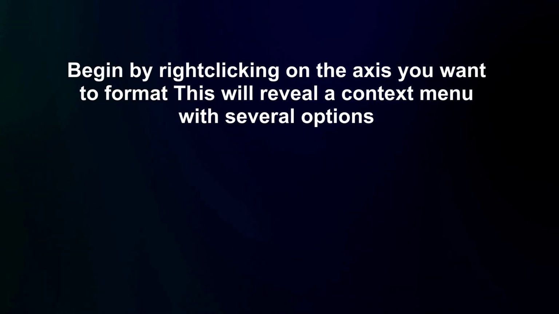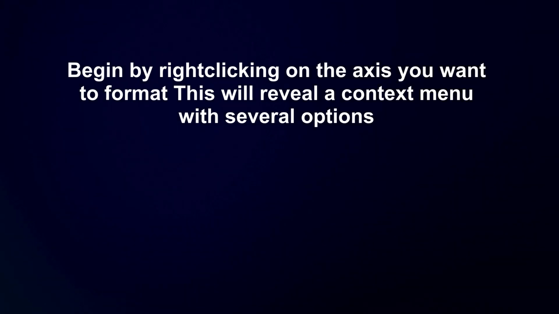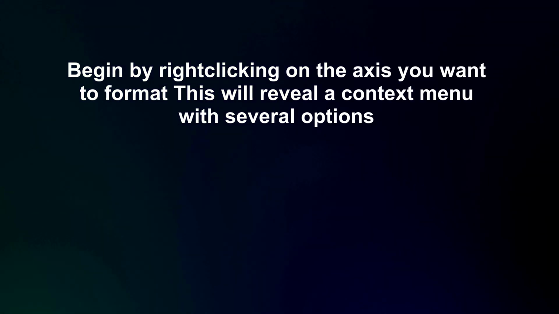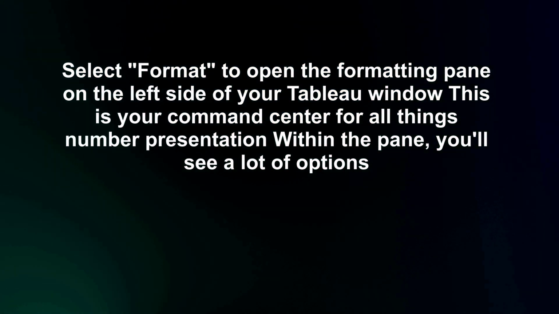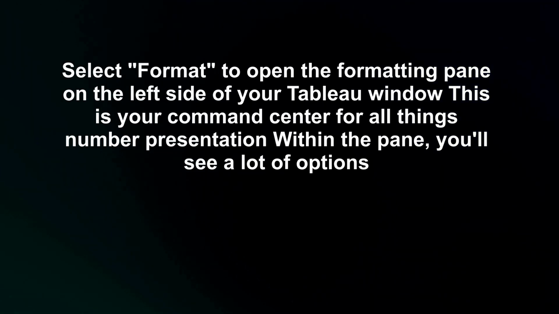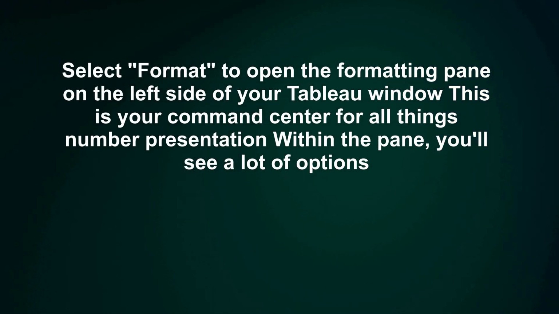We'll fix that. Begin by right-clicking on the axis you want to format. This will reveal a context menu with several options. Select Format to open the formatting pane on the left side of your Tableau window. This is your command center for all things number presentation.